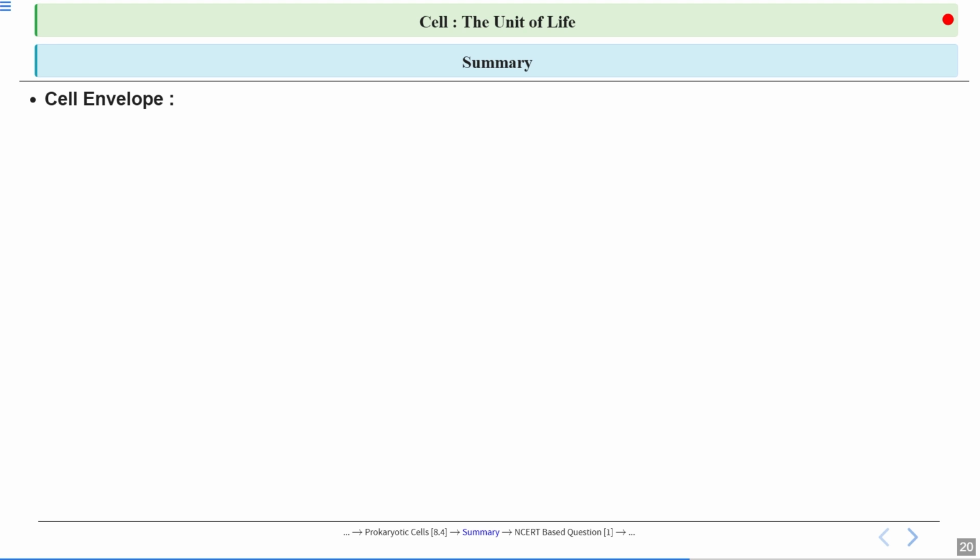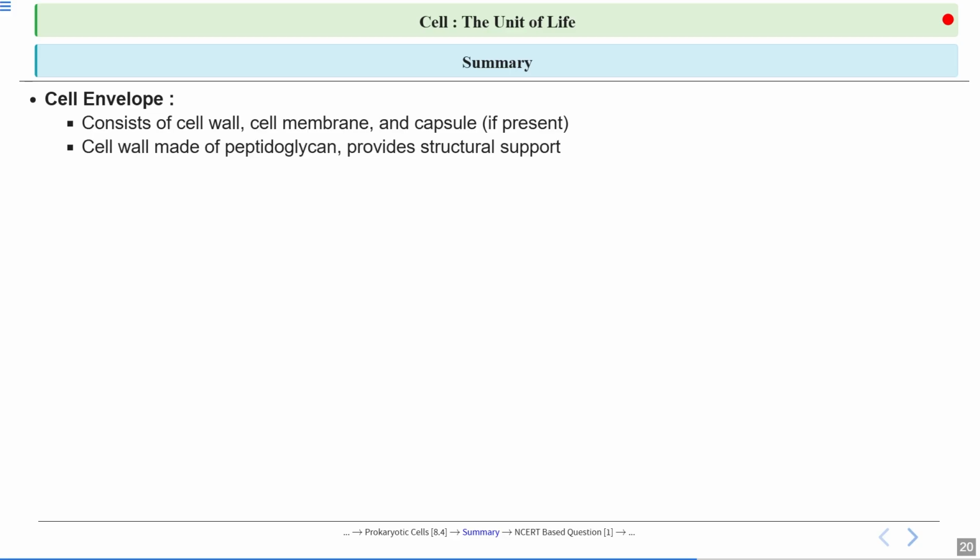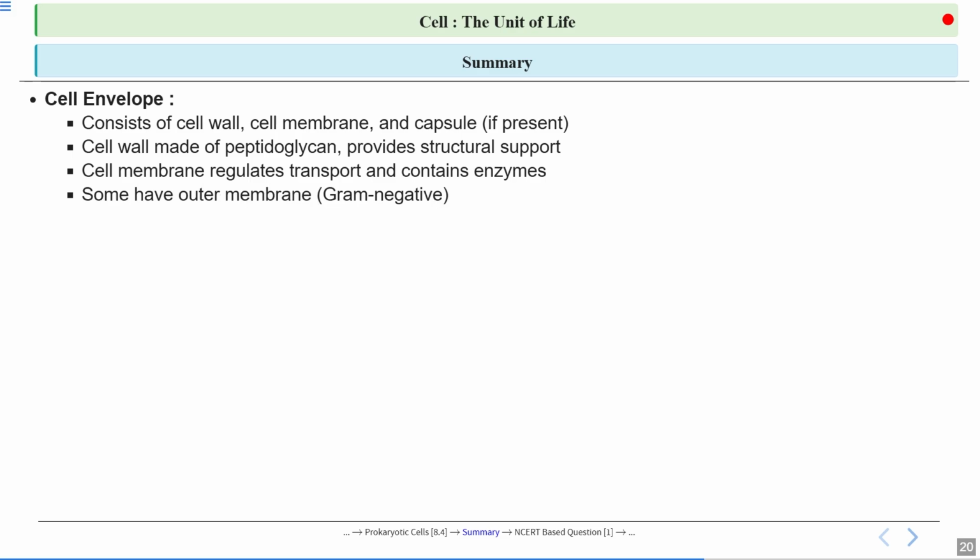Now let's summarize this entire lecture. We talked about the cell envelope. It consists of cell wall, cell membrane, and capsule. We call glycocalyx a capsule when it is thick and tough. Otherwise, we call it a slime layer. Cell wall is made up of peptidoglycan and provides structural support. Cell membrane regulates transport and contains enzymes as well. Cell membrane is also known as plasma membrane.